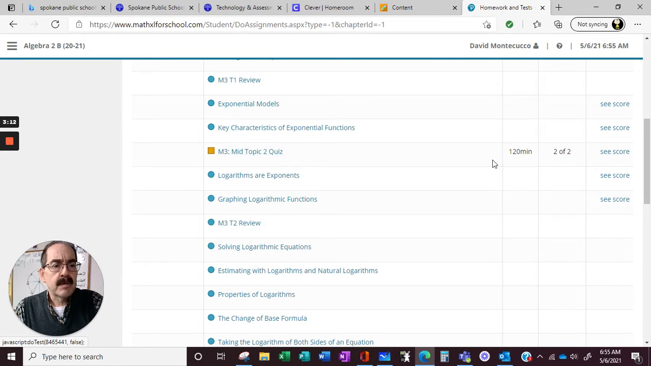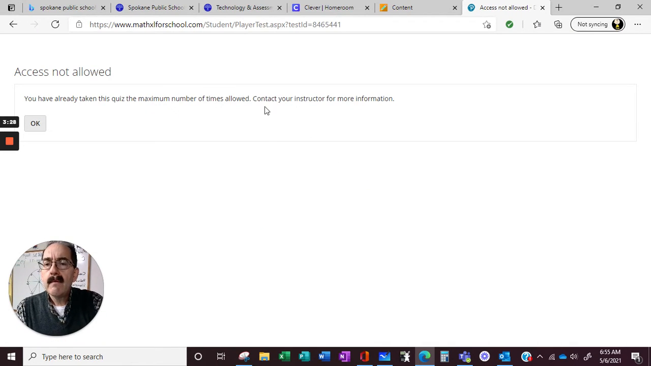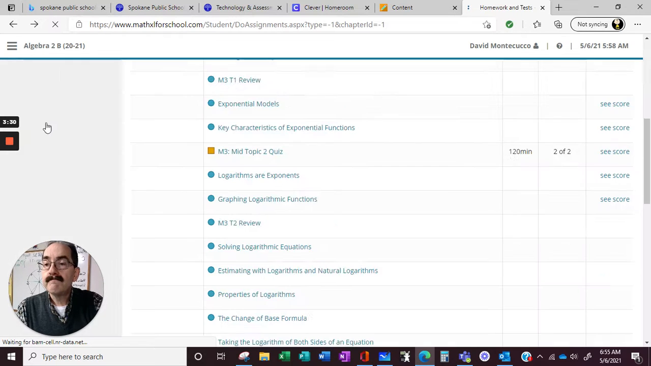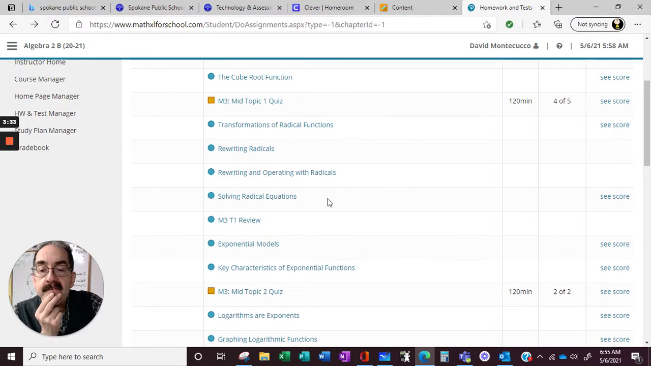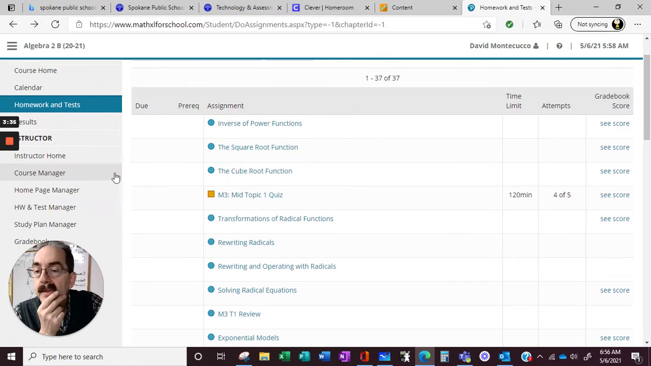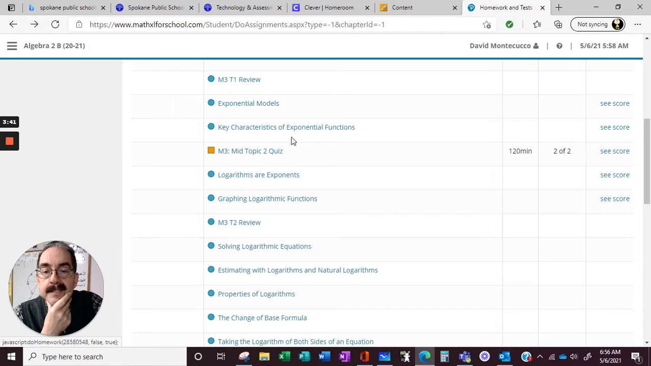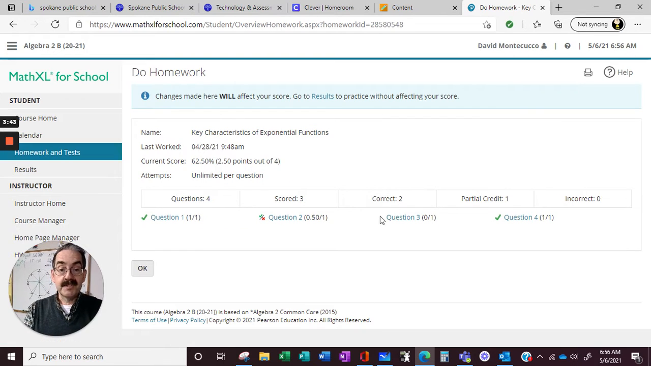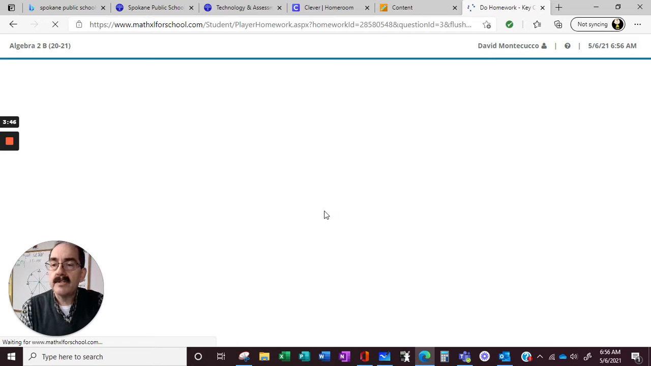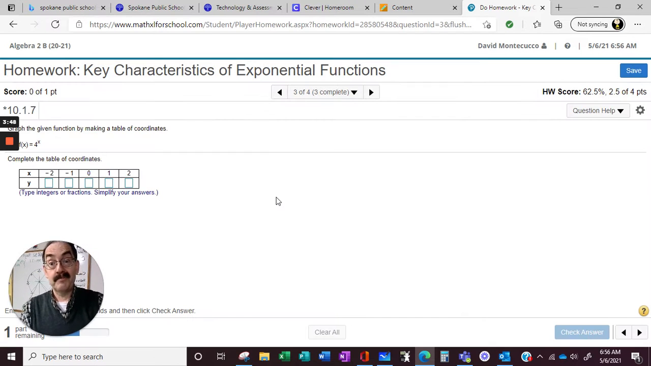Characteristics, exponential models. Let's just do one here, and we'll look at the review. All right, so let's look at this quiz and see what kind of problems they were asking. Already taken maximum number. Oh, I didn't fix that. Okay, well, I apologize for that. See, the beauty of seeing what the student sees. So let's check on this question here. We'll work around the quiz, and I'll fix that after this video.